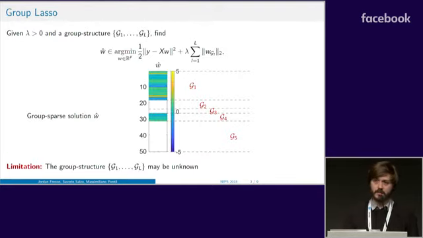Given some parameter lambda and the prior knowledge of the group structure, the group lasso solution minimizes the sum of two terms. The first one measures the discrepancy between y and X times W, and the second one enforces group sparsity. Here you see an example where W hat is made of 5 groups, and only the first and the fourth group are relevant. There exist many efficient solvers to find W. However, it requires the group structure to be known in advance. In this work, we propose to estimate the optimal group structure.